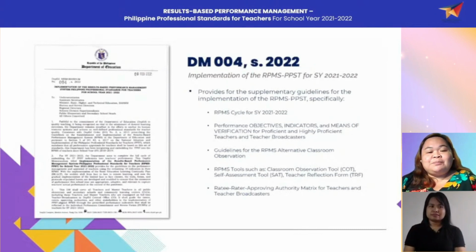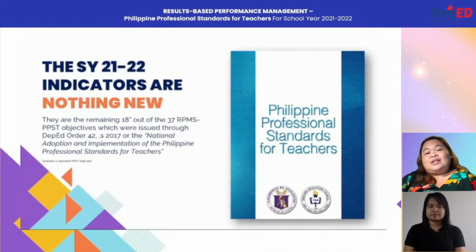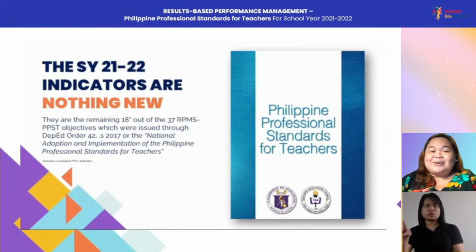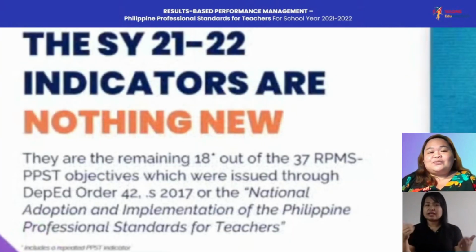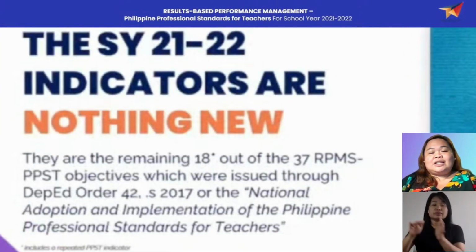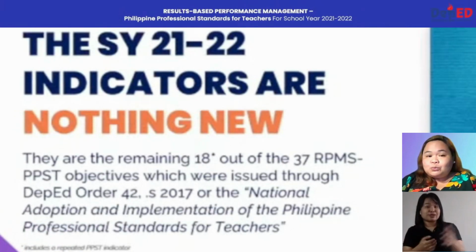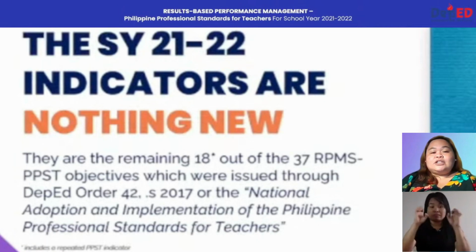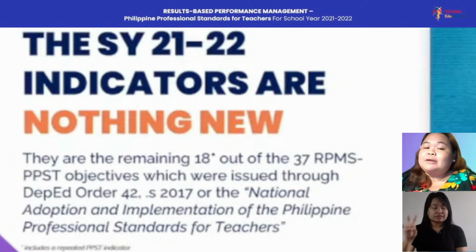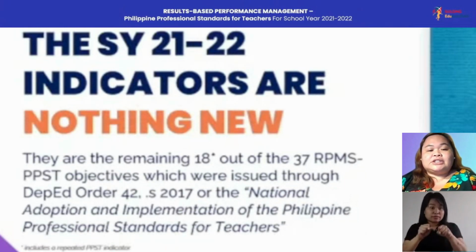So moving on with our discussion, and as I've mentioned, the school year 2021-2022 indicators are nothing new. They are the remaining 18 out of the 37 RPMS objectives which were issued through DepEd Order number 42, Series 2017, or the National Adoption and Implementation of the Philippine Professional Standards for Teachers.